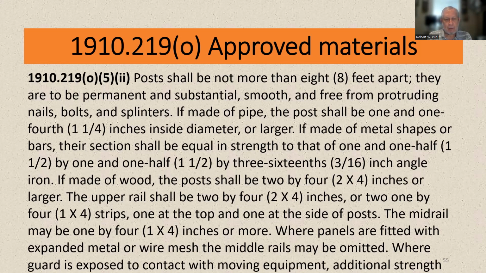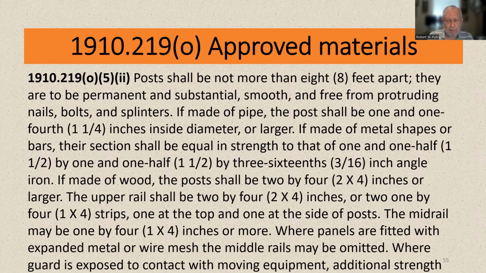If made of metal shapes or bars, their section shall be equal in strength to that of 1 1/2 by 1 1/2 by 3/16 inch angle iron. That's pretty strong. That's pretty strong. If made of wood, the post shall be 2 by 4 inches or larger.